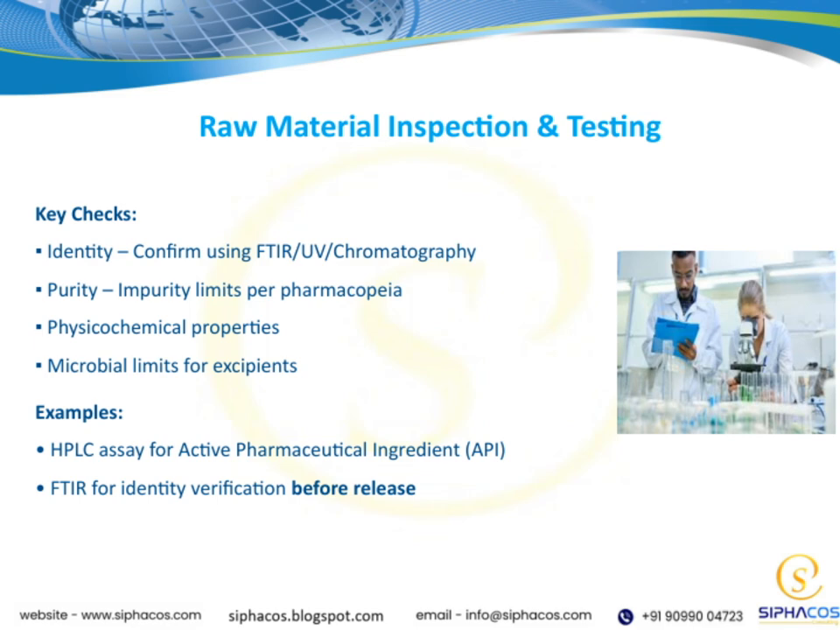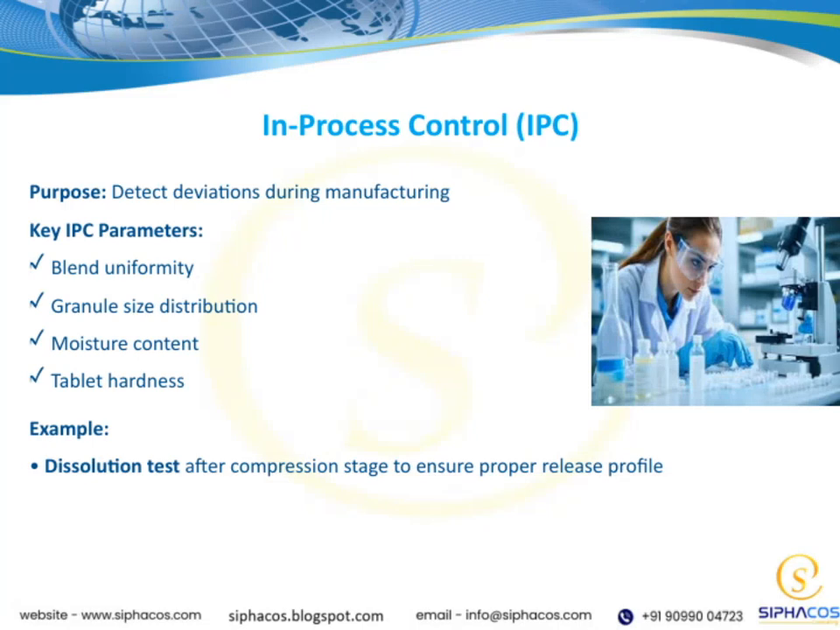Let's talk about in-process control, or IPC, which is a crucial part of ensuring quality during manufacturing. The main purpose of IPC is to detect any deviations or issues early on, so we can make adjustments before the final product is made.